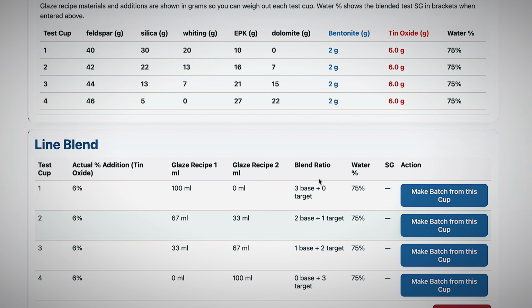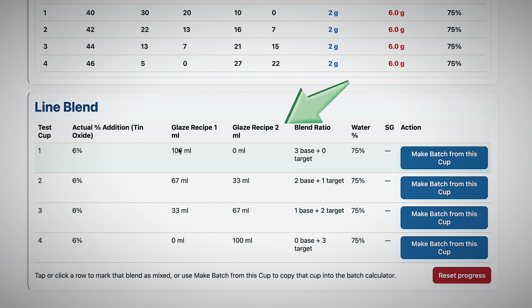And below that is a line blend section, and this gives you all the details of what you need to use in each cup. So test cup 1 you'll see is using 100 ml of recipe 1, test cup 2 is 67 ml of glaze recipe 1 and 33 ml of recipe 2, and so on.